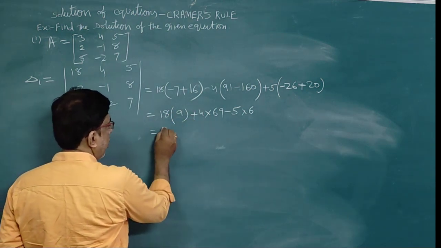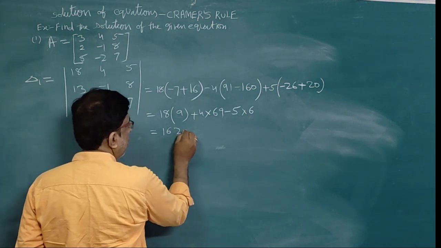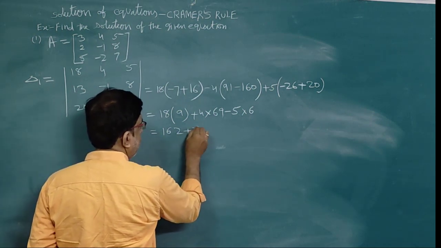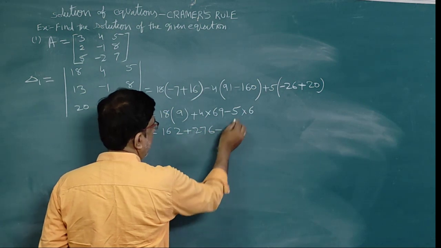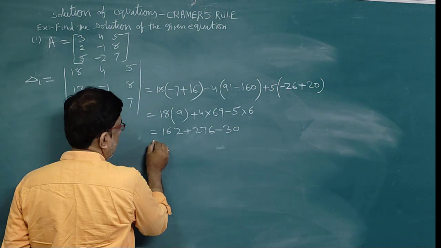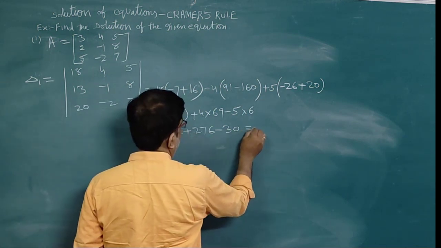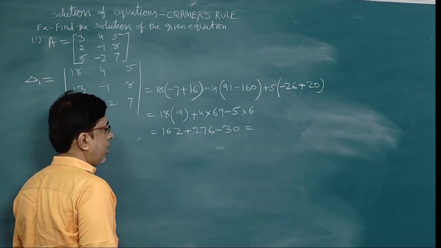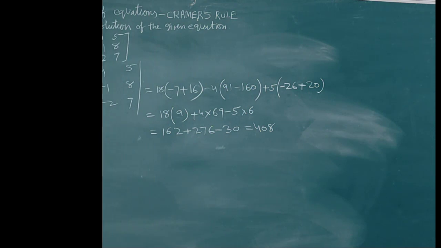What will you get? 162 plus 276 minus 30, right? So this one will be equal to how much? 408. Now go for delta 2.